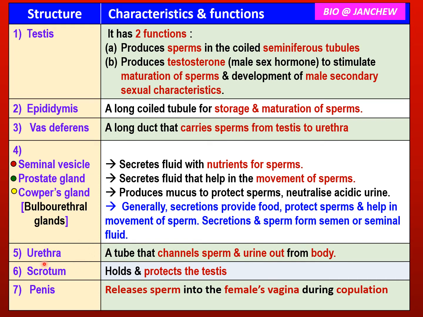Right, and they form the semen. The urethra channels sperm and urine out of the body. The scrotum protects the testis, and the penis is to release the sperm into the female's vagina during copulation.